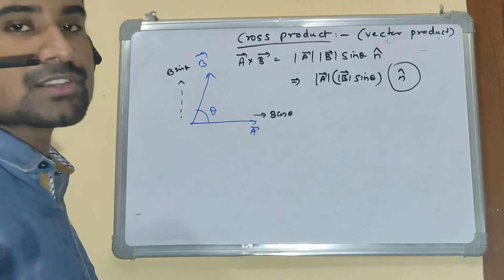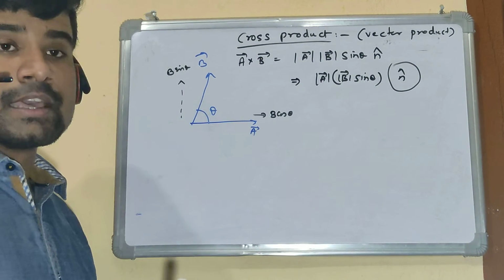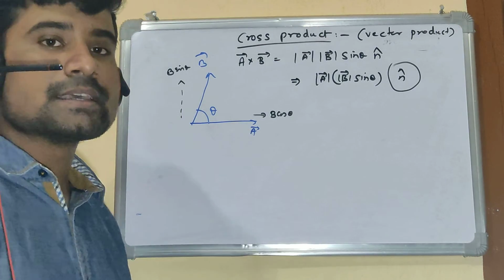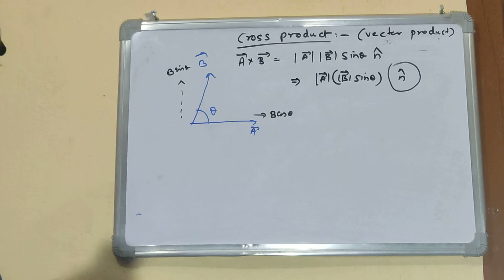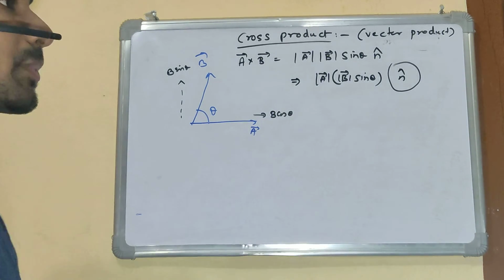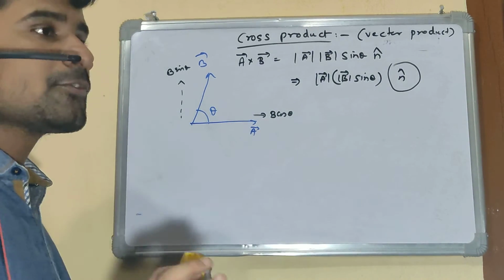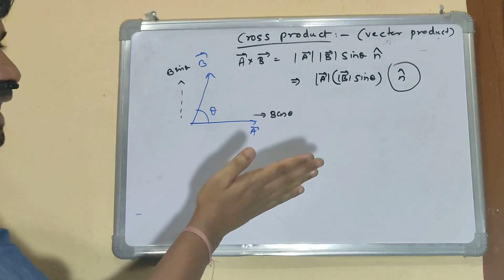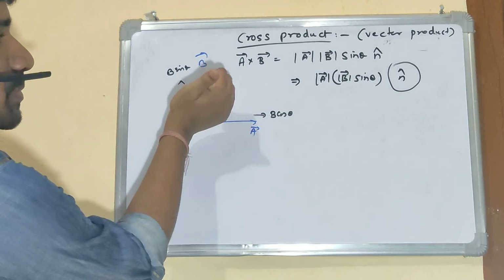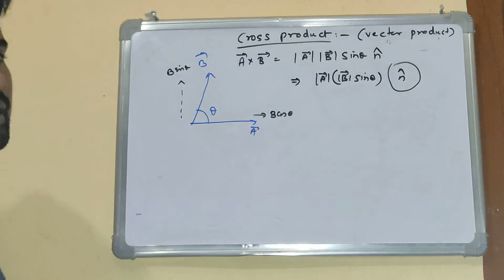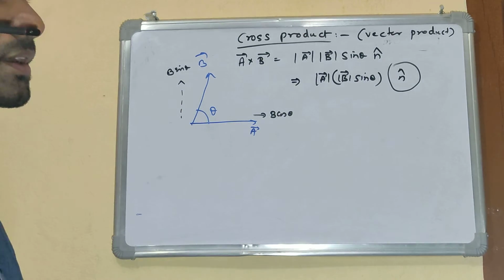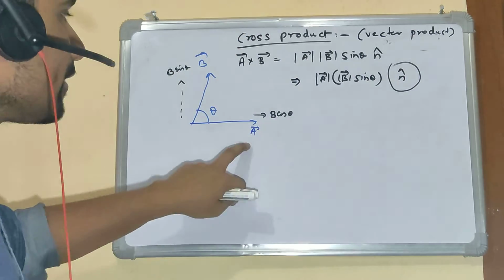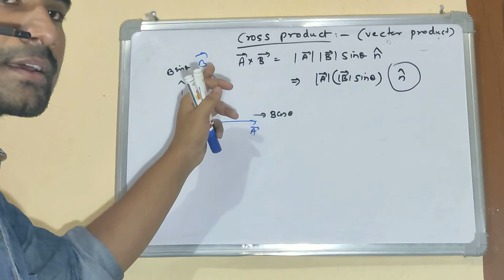So what is the direction of this n cap? n cap is a unit vector, and it has the direction of A cross B, right? So let's see how we can find the direction of n cap. If we are finding A cross B, we can put our hand along the A direction and then curl it towards B. This is the direction of the unit vector, which is out of the board, right? So this n cap vector is perpendicular to the A vector as well as the B vector, right?